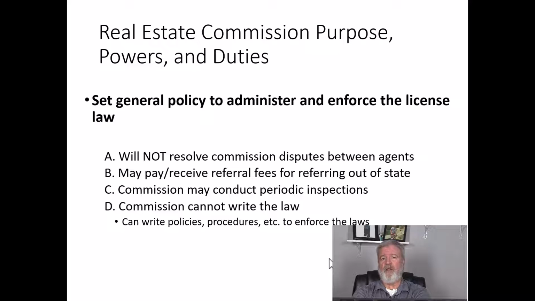So if you have a falling out or disagreement with another agent on how much you're supposed to get paid, that's between you and that other agent. You need to work it out. But you better not contact the Real Estate Commission over it. They're not going to get involved with that. In fact, they may cause you some problems just for calling them. Because it says here in the law, do not involve the Real Estate Commission over commission disputes, or you could say compensation disputes.